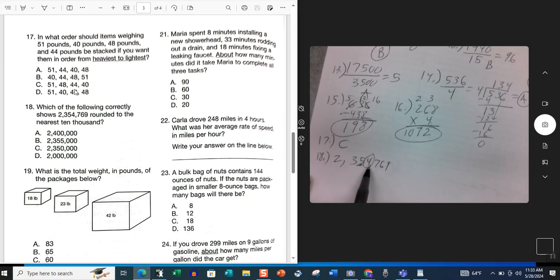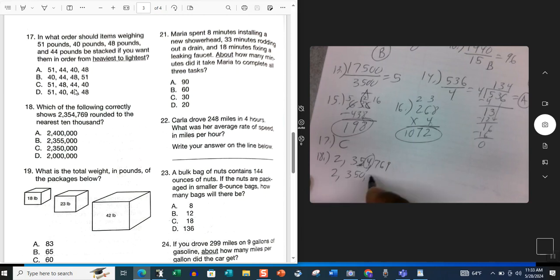This number is between 0 through 4. So the 5 remains the same. Now, if it was 5 through 9, then we would go up 1. But since this is 0 through 4, we will leave the 5 the same, and then everything behind it becomes zeros. So it's 2,350,000, which would be C.